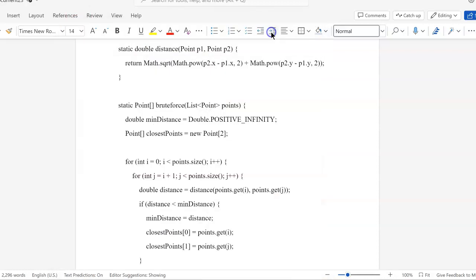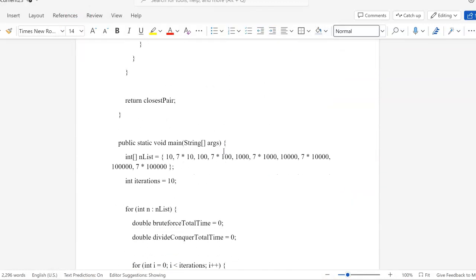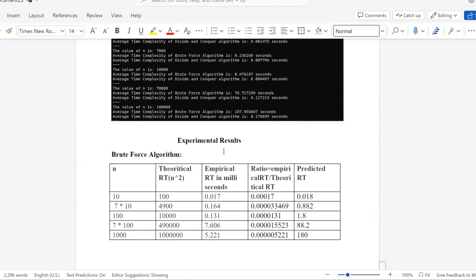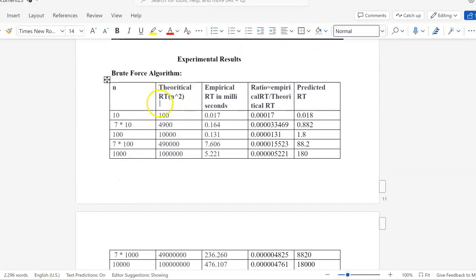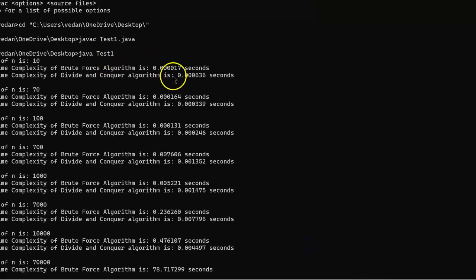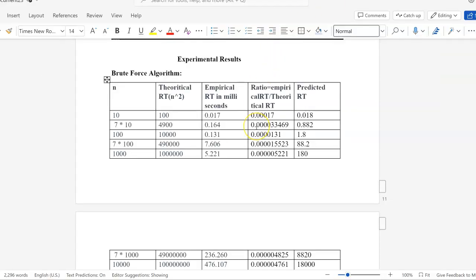Thereafter, coming again to the project report. These are the tables that were drawn from the output. These are the n values we have taken, and the theoretical runtime complexity for brute force is obviously n square, and we square these values, 10 square, 7 into 10 whole square, and this is the theoretical RT. And the empirical RT is the RT that we get here in this code, the average runtime complexity of the brute force algorithm. This is in seconds, and in the report we have converted it into milliseconds.